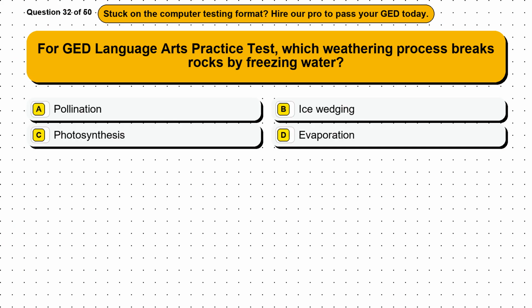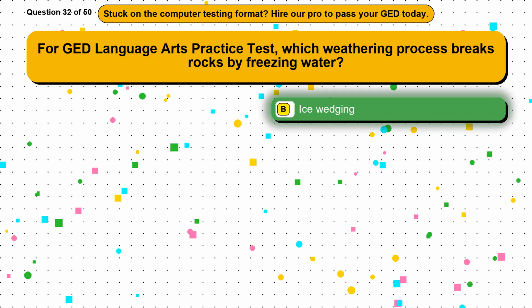Question 32. For GED Language Arts Practice Test, which weathering process breaks rocks by freezing water? Option A, pollination. Option B, ice wedging. Option C, photosynthesis. Option D, evaporation. The correct answer is option B, ice wedging.